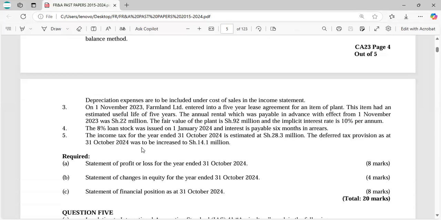So we need the statement of profit or loss, statement of changes in equity, and statement of financial position. That is 20 marks: 8 plus 4, 12; 12 plus 8, 20. Those are the 20 marks.